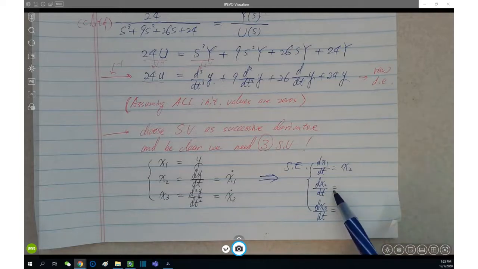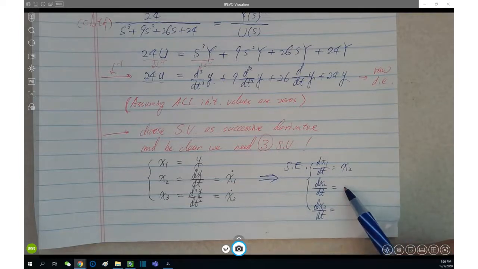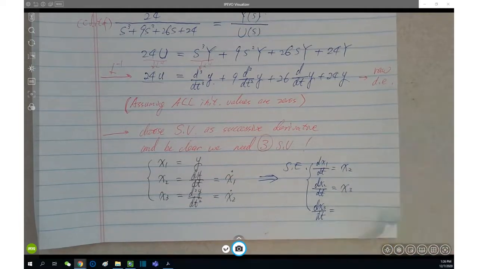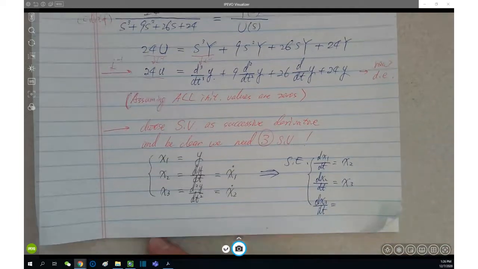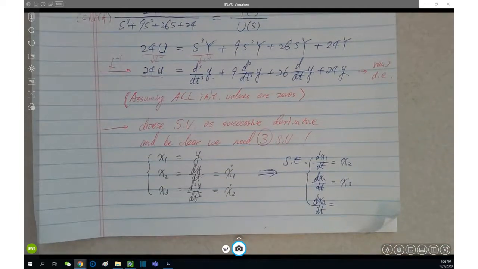Very simple. Then the second equation, the derivative of x2 equals what? Here we go. Kevin is following well. x3, right? Very easy. A little bit troublesome is the very last one. The derivative of x3 equals what? Anyone has any idea?